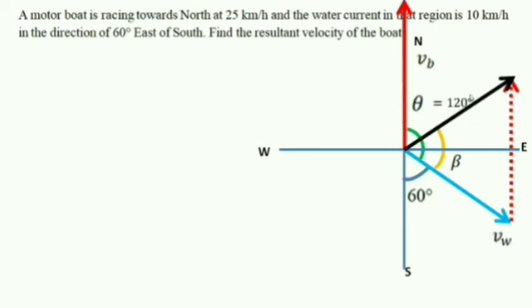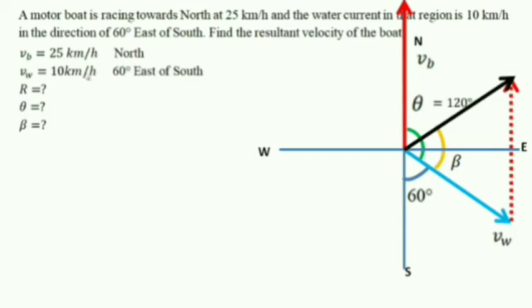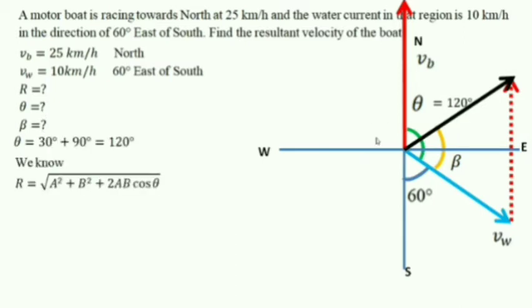So we have to find this resultant and beta. These are the things which are given. I have to find the resultant, theta and beta. Theta is already 120 degrees, so I have to find the resultant. To find the resultant, I'll make use of this expression.